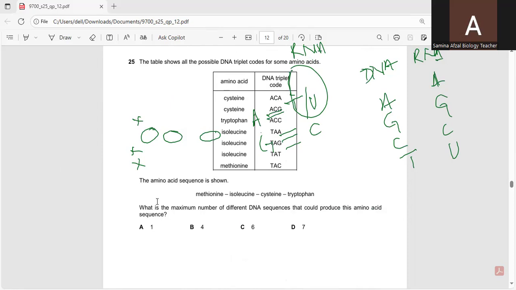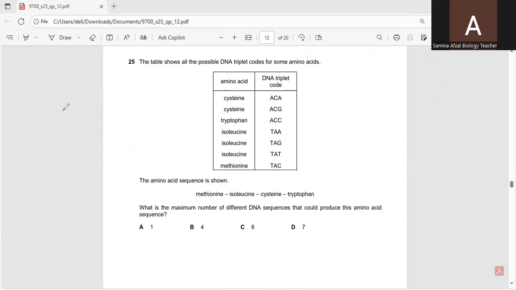Question number 25: the table shows all the possible triplet codes for some amino acids.